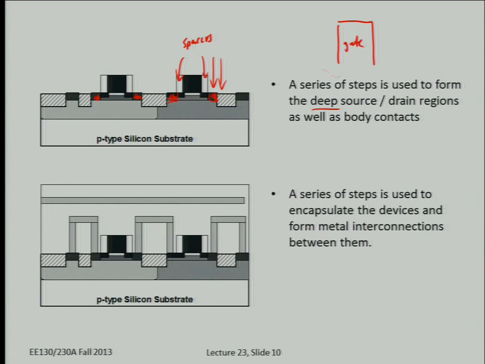So let's say this is the gate. What we do is we conformally deposit a dielectric layer. There are processes where you can uniformly coat a thin film over any topography on the surface of the wafer. So you form this nice conformal layer. Notice that the vertical thickness here is greater than the vertical thickness here. That's the natural consequence of a conformal deposition process.